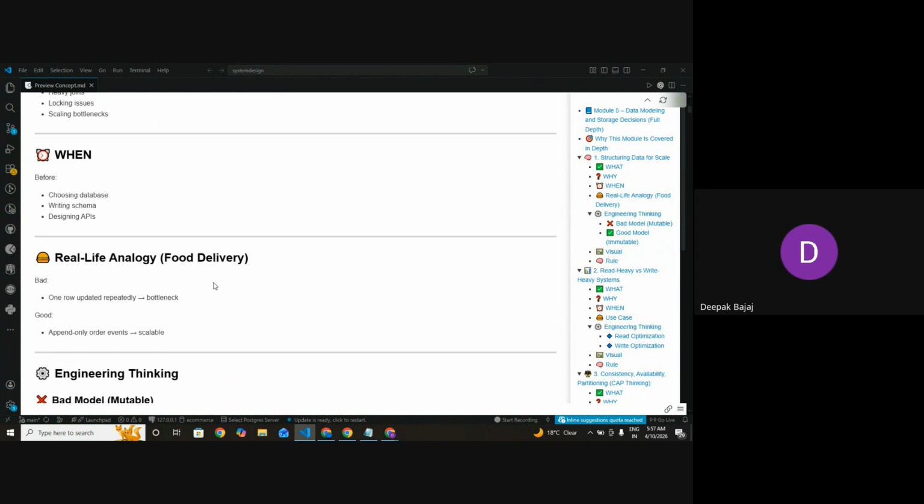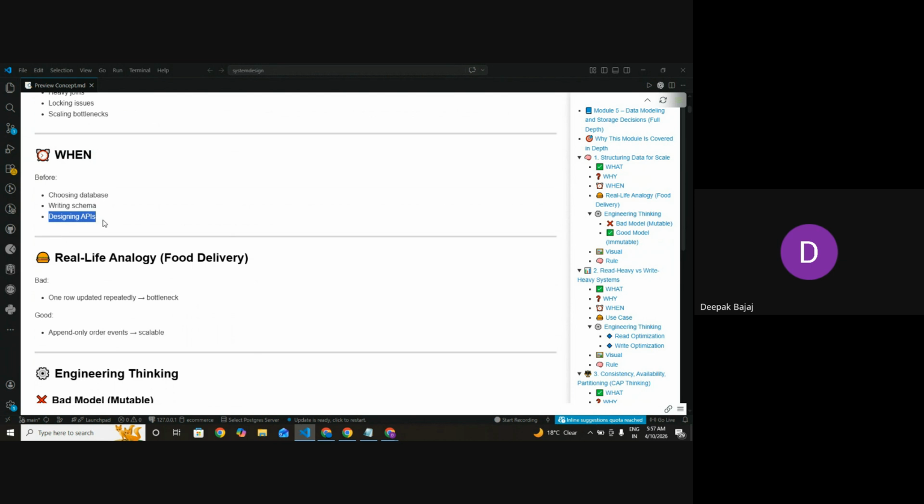When we need to perform this activity is also very important: choosing databases, writing schema, designing APIs. If you don't have this answer, how can you do that?